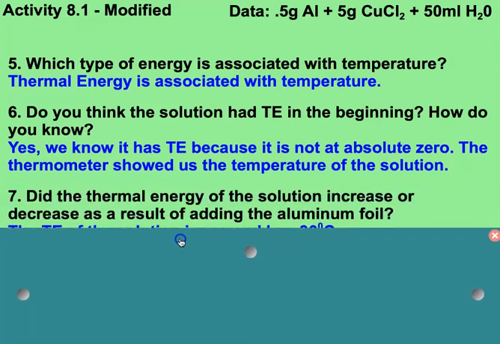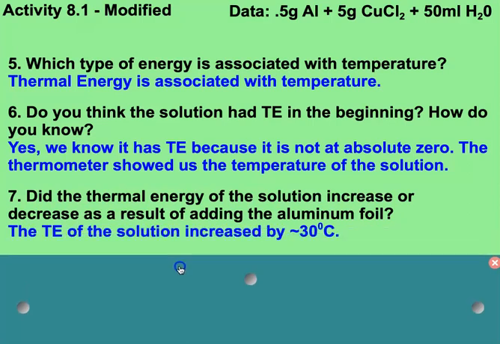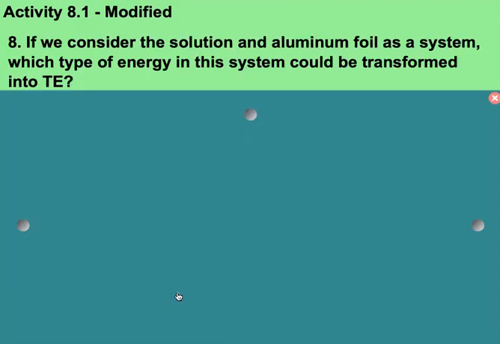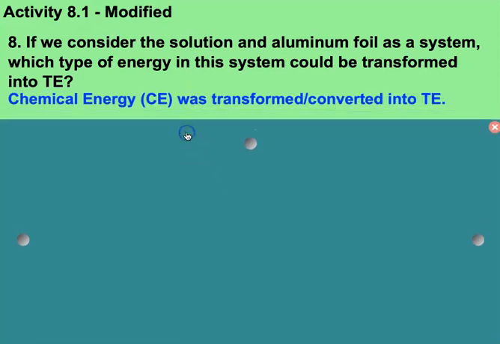Did the thermal energy of the solution increase or decrease as a result of adding the aluminum foil? Well, it definitely increased by approximately 30 degrees Celsius. If we consider the solution and aluminum foil as a system, which type of energy in the system could be transformed or converted into thermal energy? Well, lesson 8 in our book right now is all about chemical energy, so it'd be fair to infer that chemical energy was transformed or converted into thermal energy.